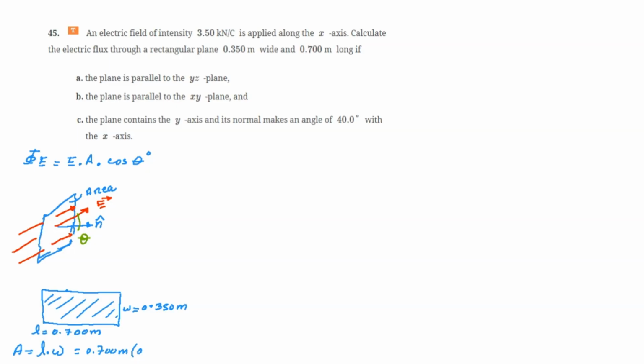So the electric flux in this case will be E, that is 3.50 kilonewton, so kilo is 10 to the 3, times 10 to the 3 newtons per coulomb times the area that we found, 0.245 meters squared. So we find that the electric flux here is equal to 858 newton meter squared per coulomb. And this is the maximum electric flux that passes through that area.